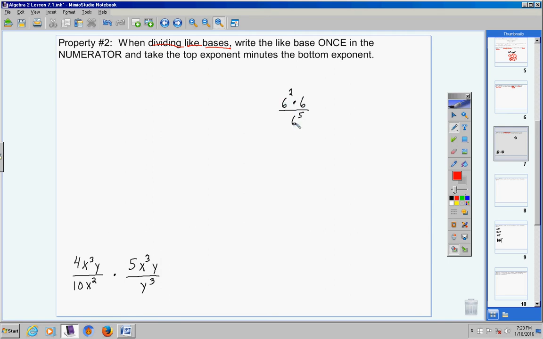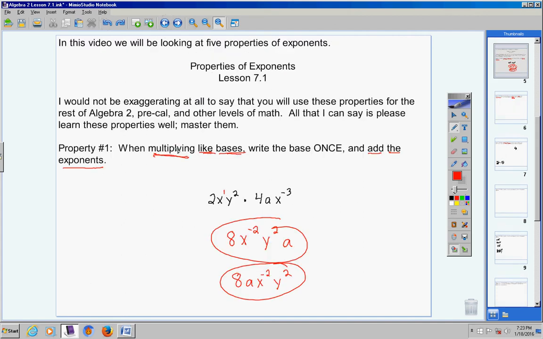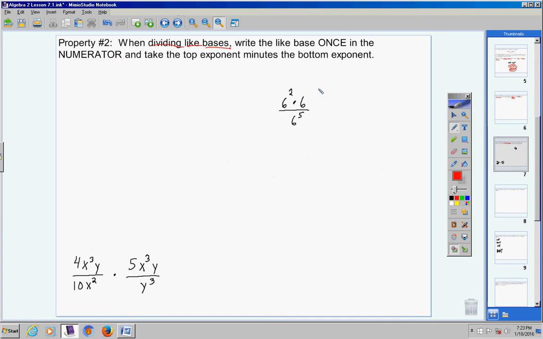Now, look, simplify the numerator first. I should not have to tell you that. That's common sense, guys. Why would you want to try to start dividing when you've got two 6's up top? So look, I have a common base, right? Let's go back to our last page. When multiplying like bases, write the base once and add the exponents. So I have 6 squared times 6 to the 1.